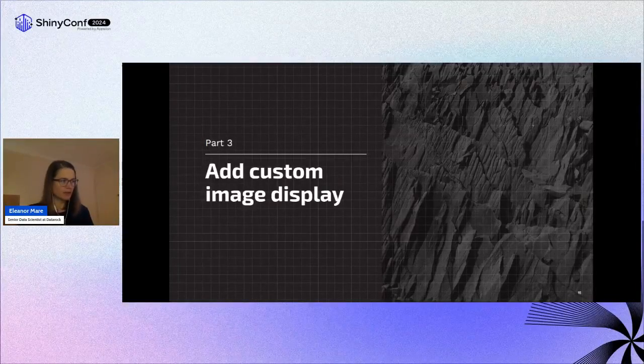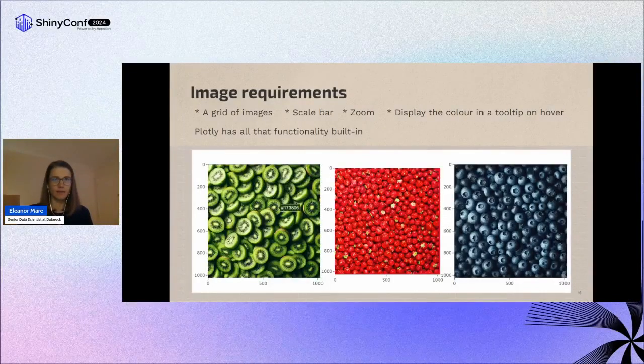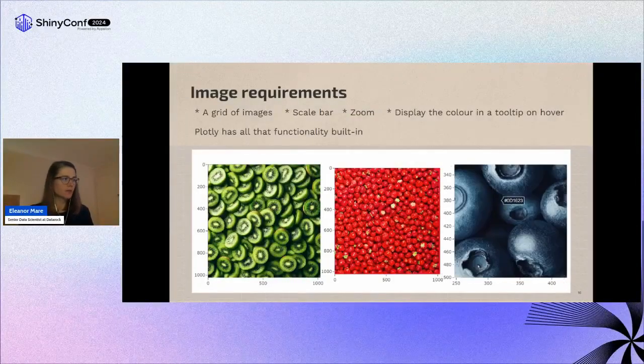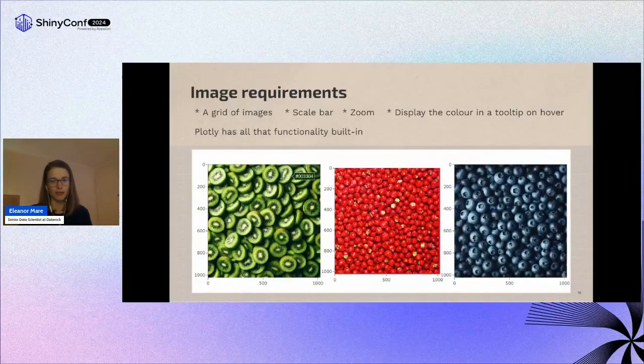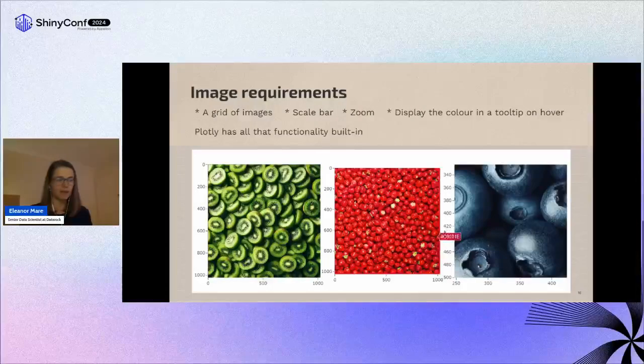As I mentioned, our client had very detailed requirements for how this app needed to work. And the requirements for the images were that they needed to see the images in a grid. Each image needed a scale bar. They needed to be able to zoom in and out. And critically, they needed to be able to see the color of the image in a tooltip as they hovered over the image with their mouse.